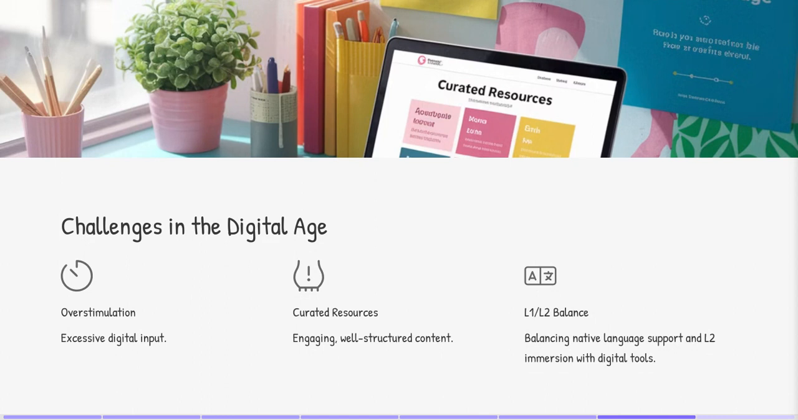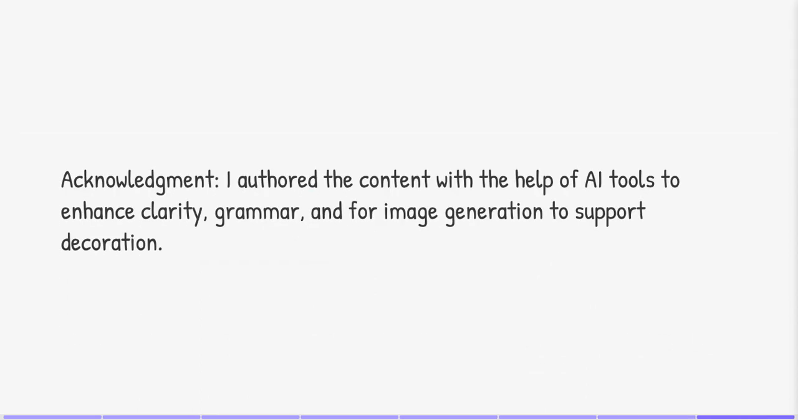But overall, I think bringing in my students' first language to scaffold them, to help them learn, has been very effective in my teaching practice.